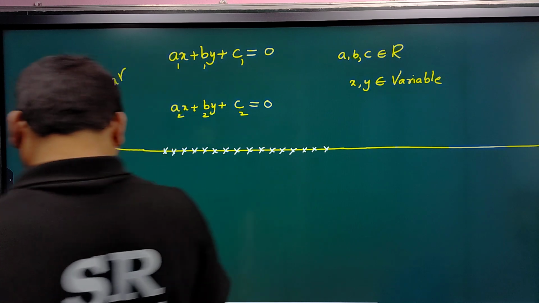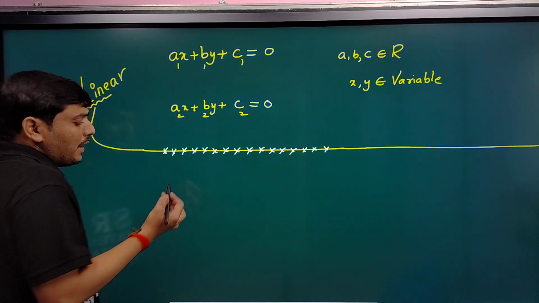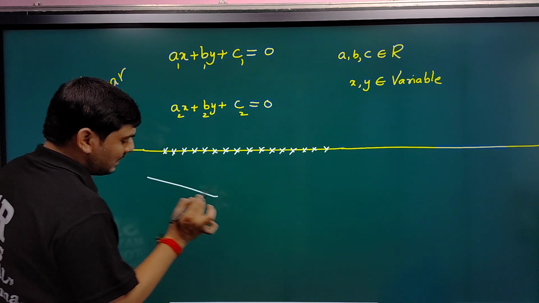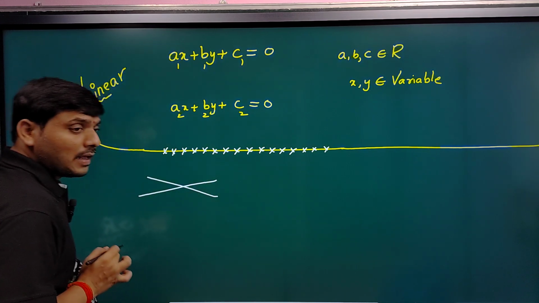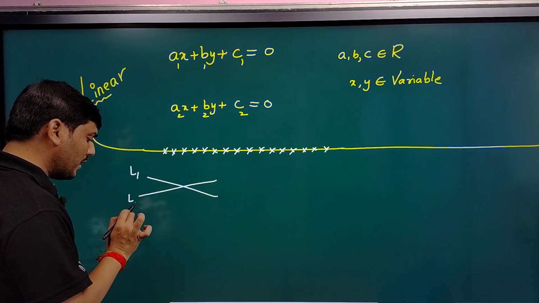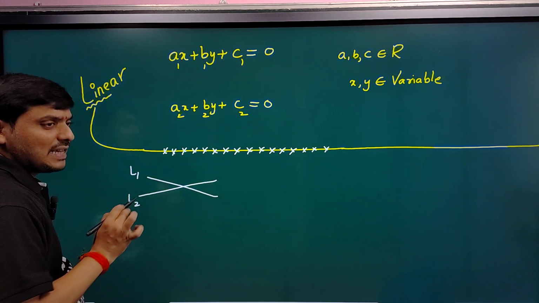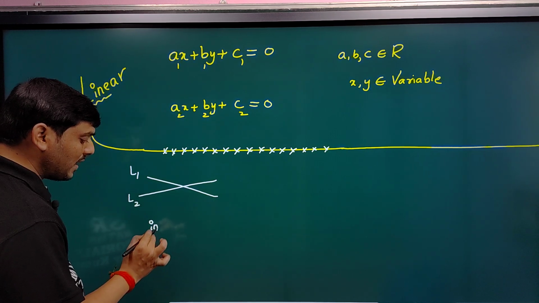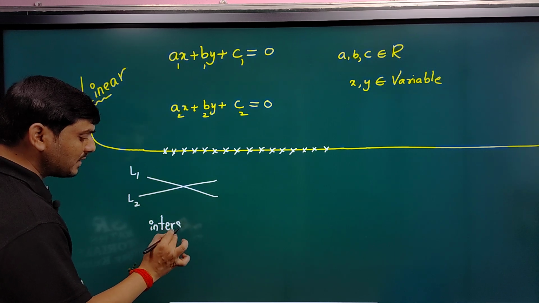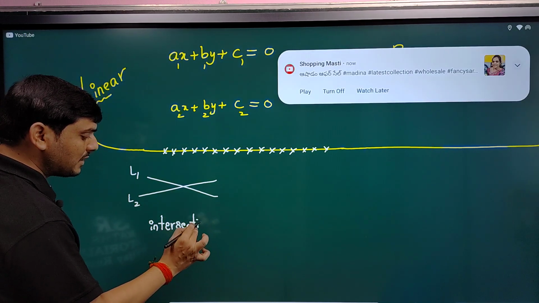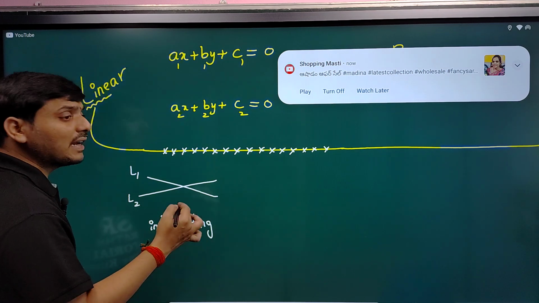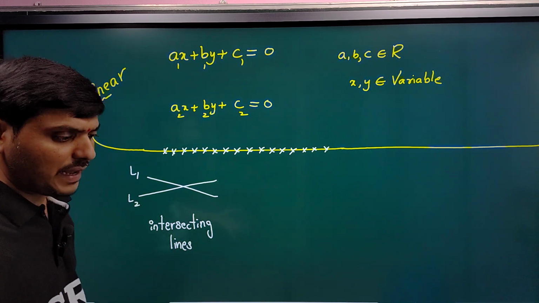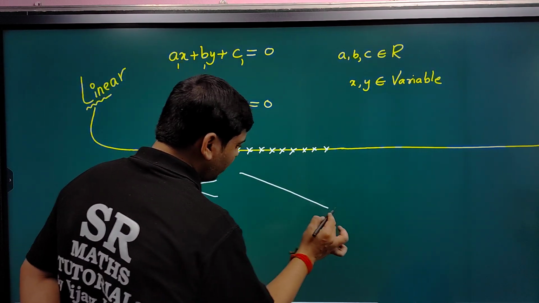Now, my concept at the 10th class level: two lines, for example, like this, line 1 and line 2, represented like this. These lines are called intersecting lines. This type of lines are called intersecting lines. I am taking one more pair of lines like this.